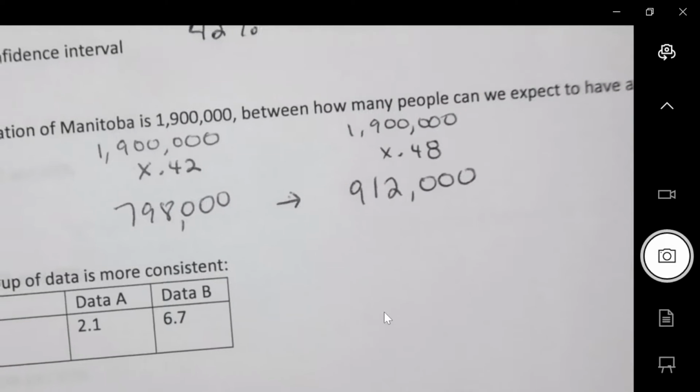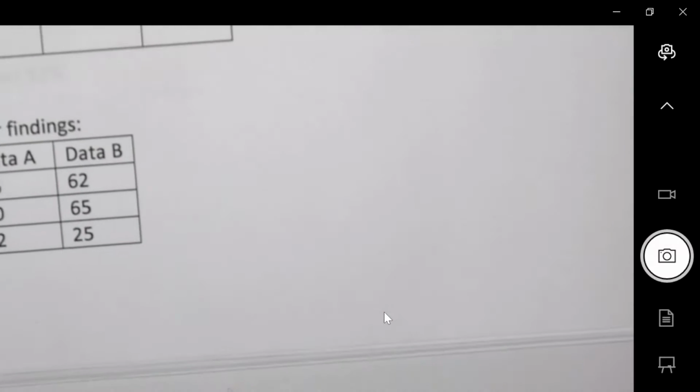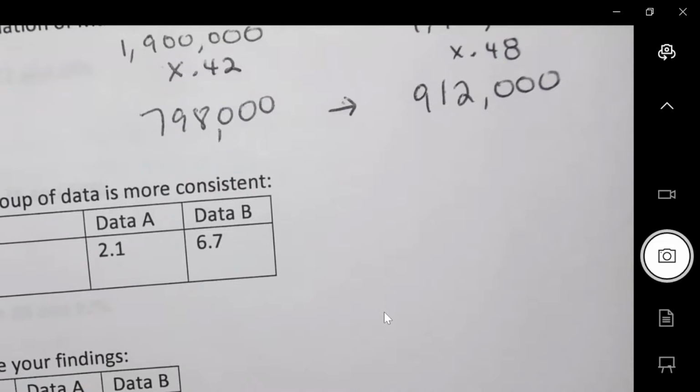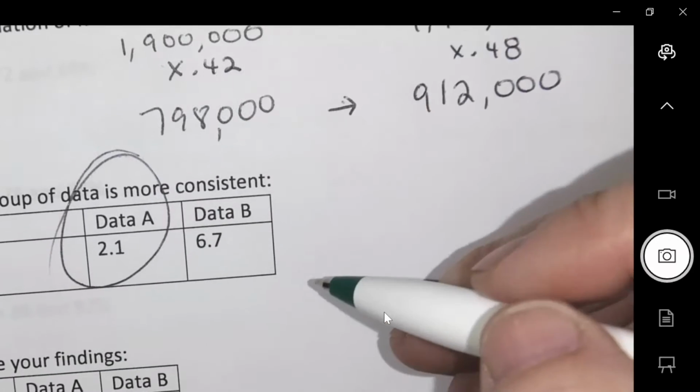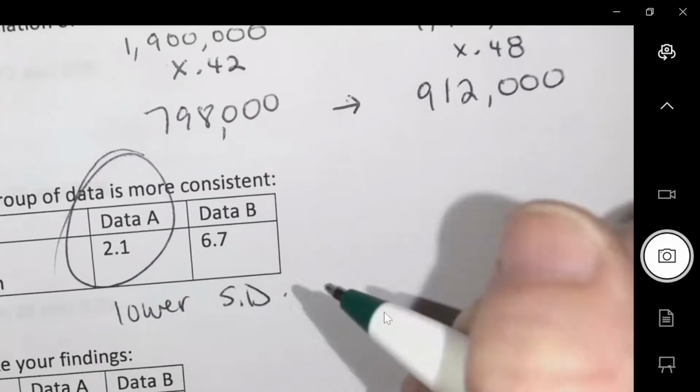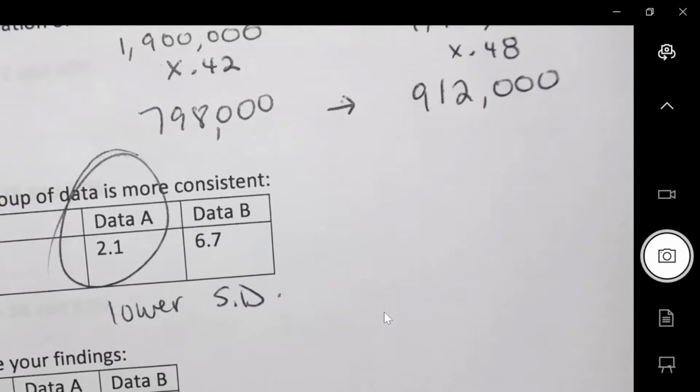Okay, number 4. Which one of these groups is more consistent? When we are given standard deviation, how do we know when somebody is more consistent? We're looking for the lower. Okay, you're more consistent if your standard deviation is lower. Lower standard deviation means you are closer to the center of the data. A bigger standard deviation means you're more spread out from the center.